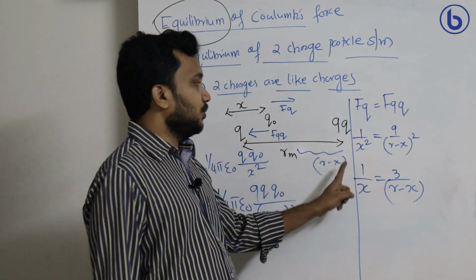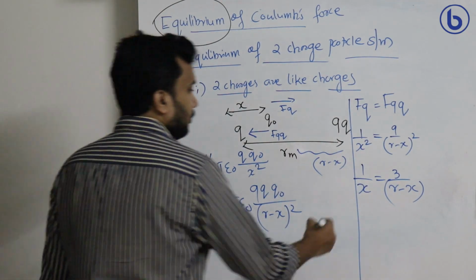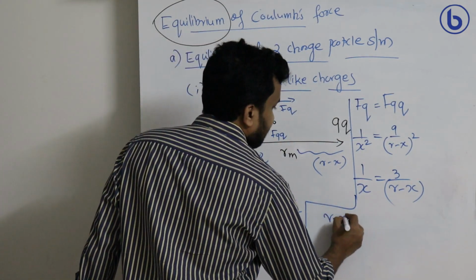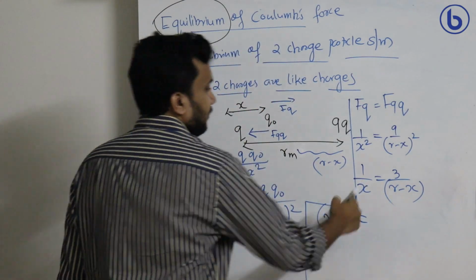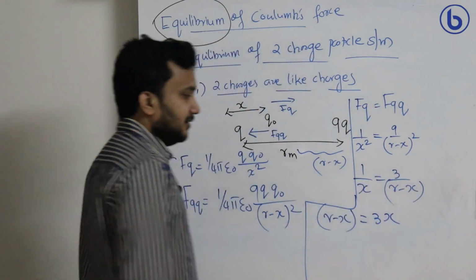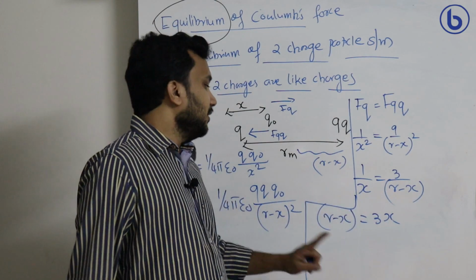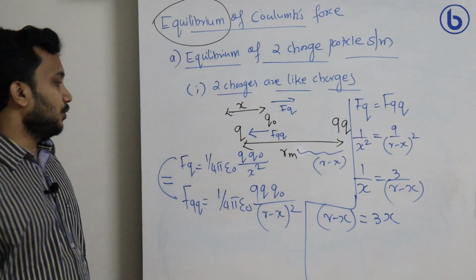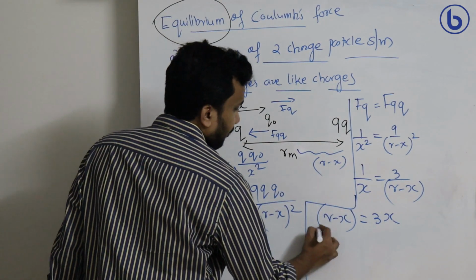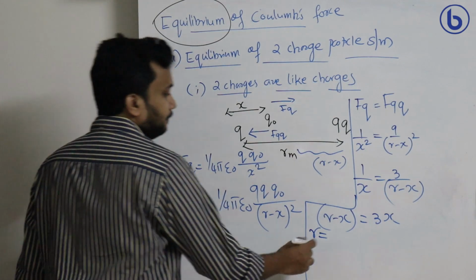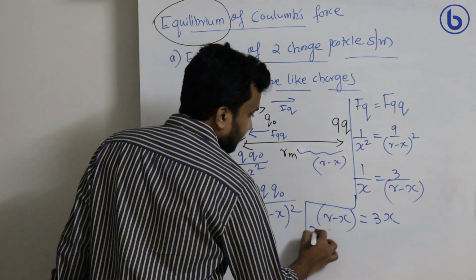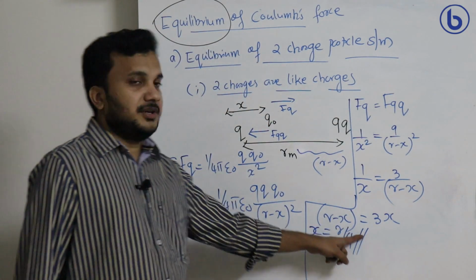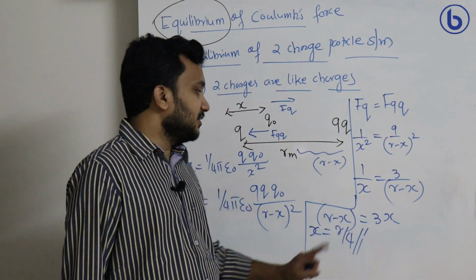So we have to solve this one. Cross multiplying, R minus X will be equal to 3x. If I take x to the right side, 4x will be equal to R. We don't want R, we need x. X will be equal to R divided by 4. So x equal to R divided by 4 is the right answer.